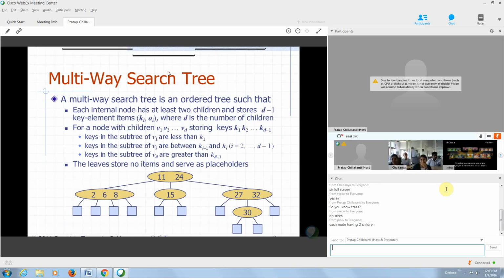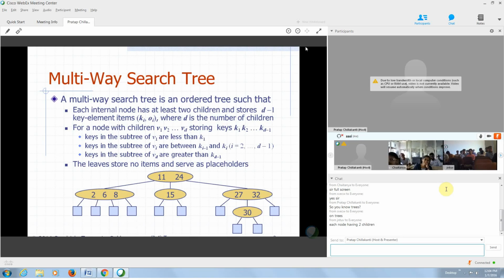Those are the concepts. So when you have a search tree, you can see some definitions of these trees here, because when you do the divide and conquer algorithms, you're applying those things on these tree structures. Each of the nodes has at least 2 children, and it stores some key element items there, with a number of children for each node. So when you have a node with children v1, v2, and each of them are saving keys, the keys in the subtree of v1 are less than k1, vi are between k and so on.